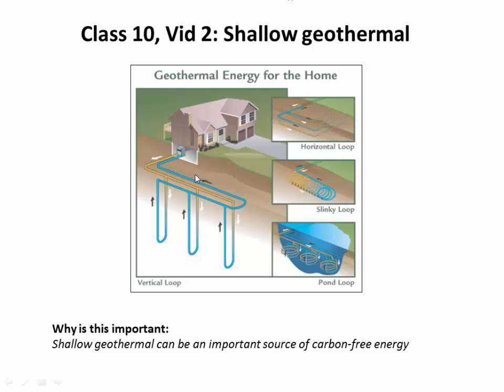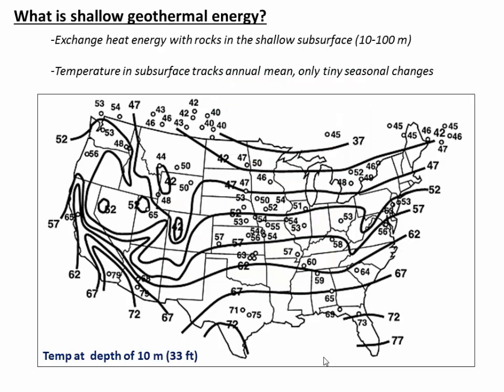And this refers to basically heating your house or cooling your house by pumping water into the subsurface in pipes where it can exchange heat with rocks in the subsurface and bring back either colder or hotter energy depending on the situation. So this is kind of a heating method for homes that involves the shallow subsurface. And it's important because this, like other things we've talked about, is an important source of carbon-free energy. So let's jump right into it.